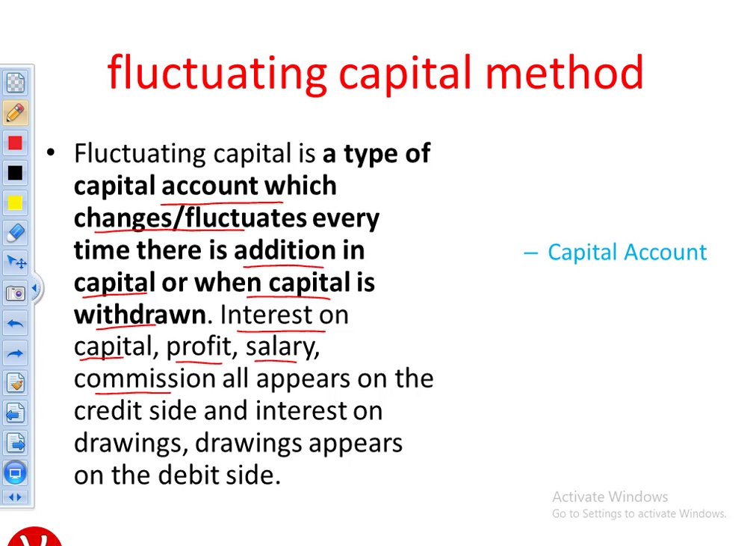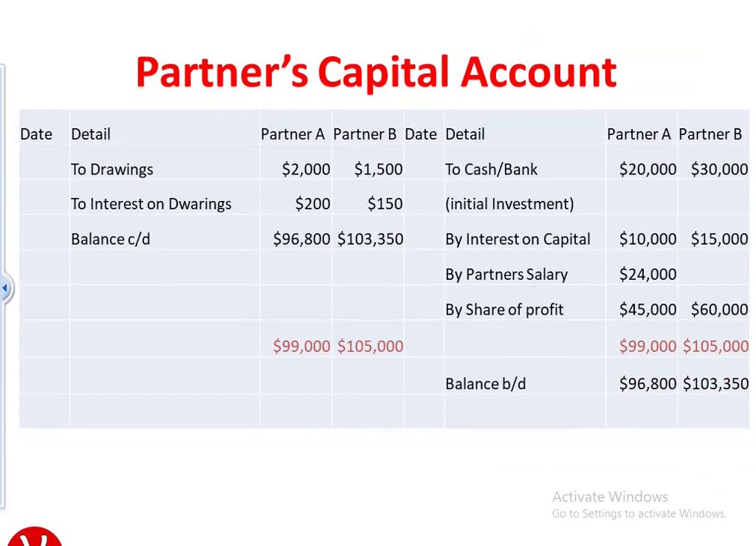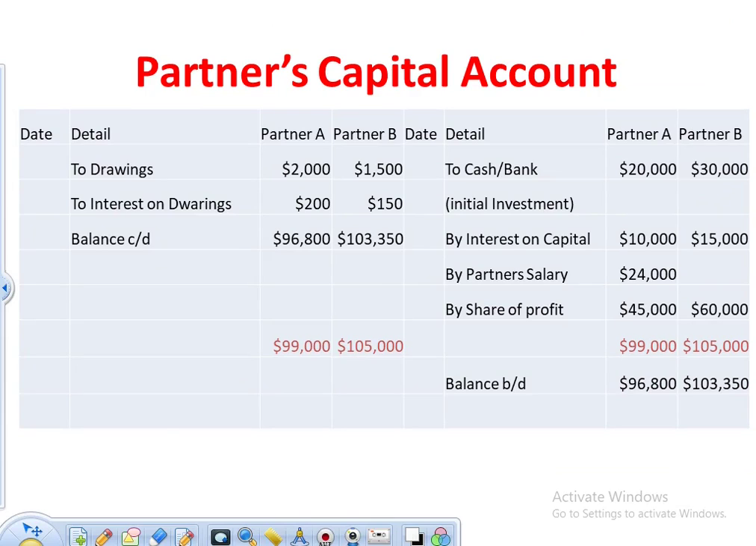I'll show you the sample for this. So this is the sample for the capital account. Previously we said that the capital balance at the beginning of the year is, let's say, 20,000 and 30,000 respectively. So this is the amount that they have, and during the year they withdrew 2,000 and 1,500 from their account.